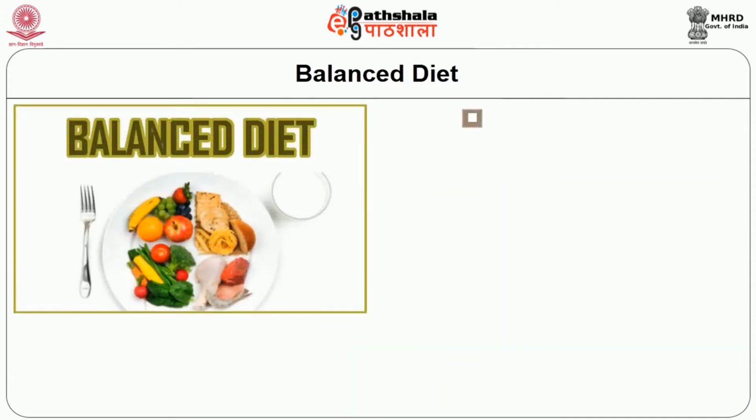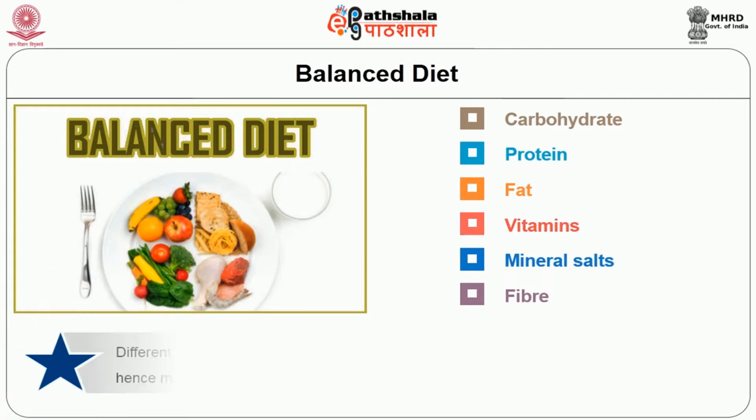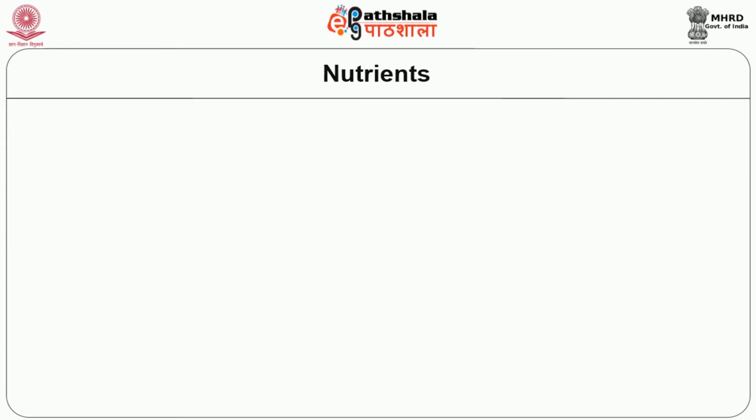A balanced diet must contain equal and proper proportions of carbohydrates, proteins, fats, vitamins, minerals and fiber. It must also contain these things in correct proportions and foods in such quantities as required by the individual. The different food groups in the right amount and proportions provide all essential nutrition and hence make a wholesome, sumptuous, balanced diet. Now, let us move on to see the different nutrients that are present in the food.